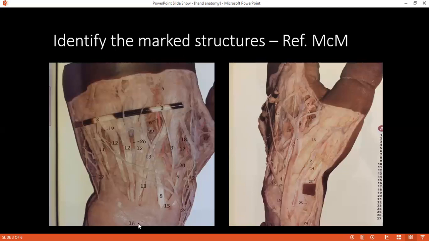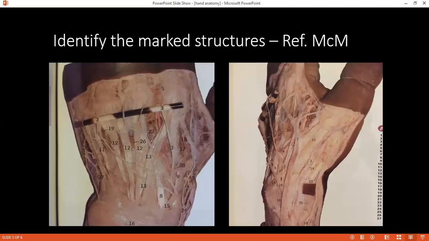Can you identify this structure number 16 in the left-hand image? The extensor retinaculum. Can you please tell me the attachments of the extensor retinaculum? On the radial side, the scaphoid bone and trapezium. On the other side, the hook of hamate and the pisiform.